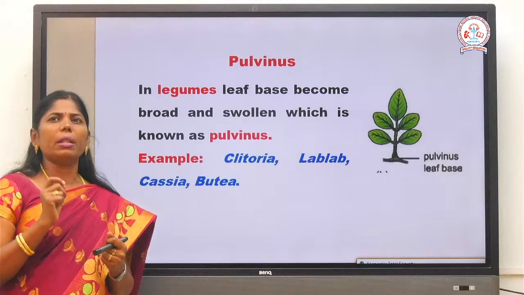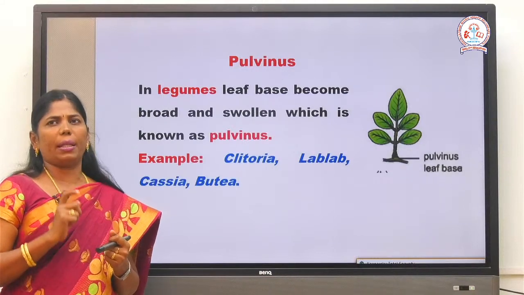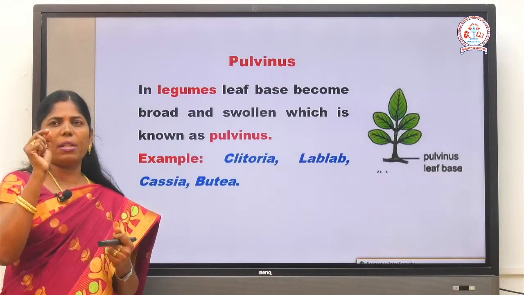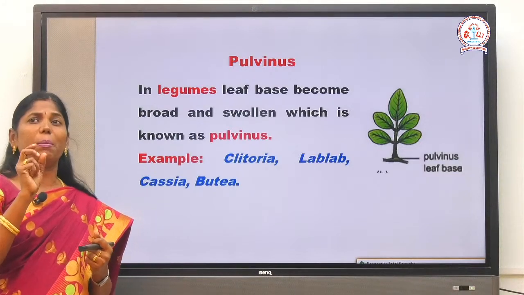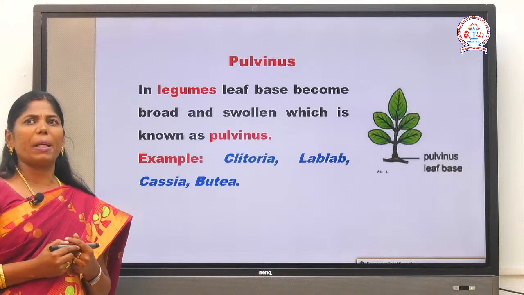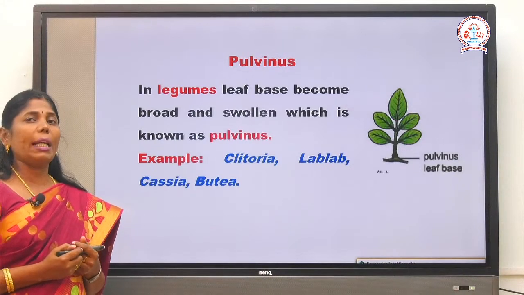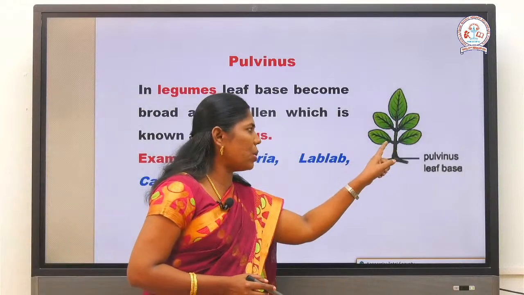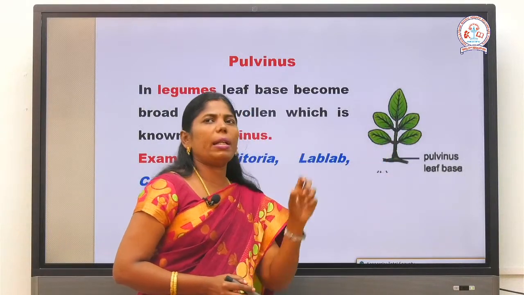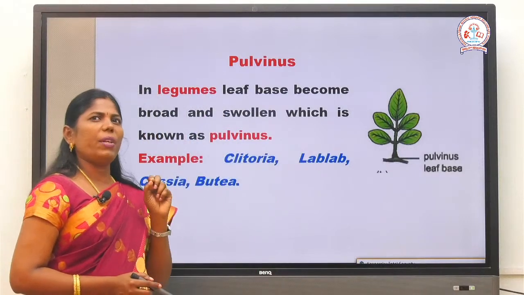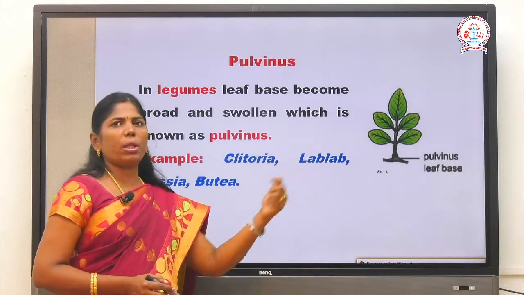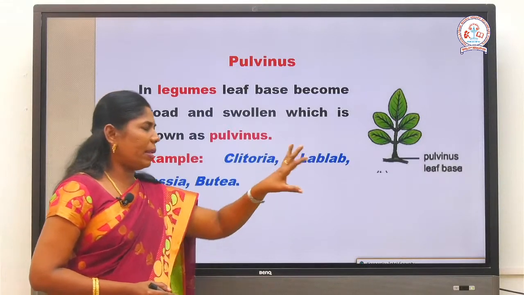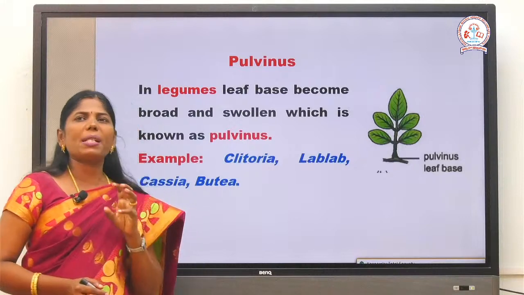For example, in dicot plants of the family Fabaceae, the basal region of the leaf is bulged. That is considered a pulvinous leaf base. The legume leaf base becomes broad and swollen. The basal region is broad and swollen, and that is considered pulvinous. Examples are Clitoria, Lablab and Cassia. These all belong to the Fabaceae family.